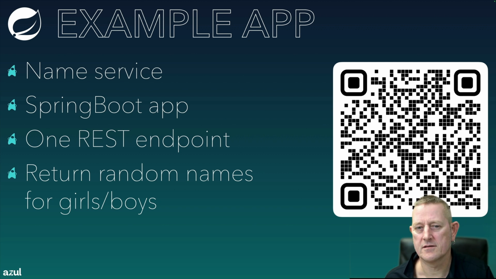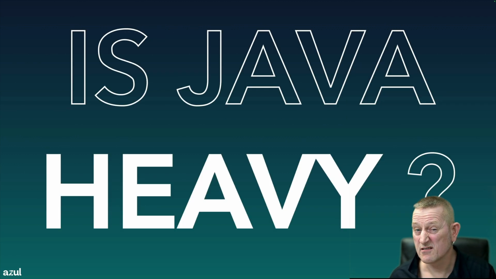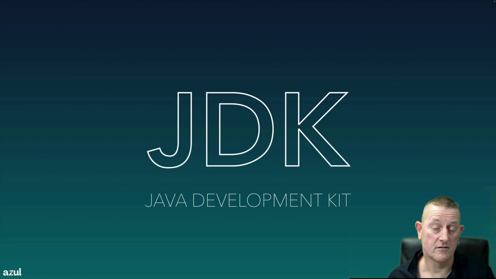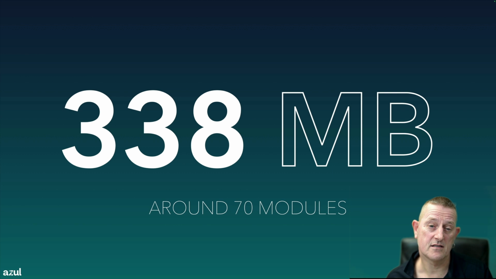The big question that always arises when you talk about Java in the cloud is: is Java really heavy, or is it too heavy? Well, to get a better picture, we have to take a look at the different possibilities that we have here. So first of all, there is the so-called JDK, the Java Development Kit. And this contains around 70 modules because since JDK 9 we have a modular JDK. So it has a lot of different modules for all kinds of things. And the size of the JDK, for example, is around 338 megabytes with all these 70 modules in there.